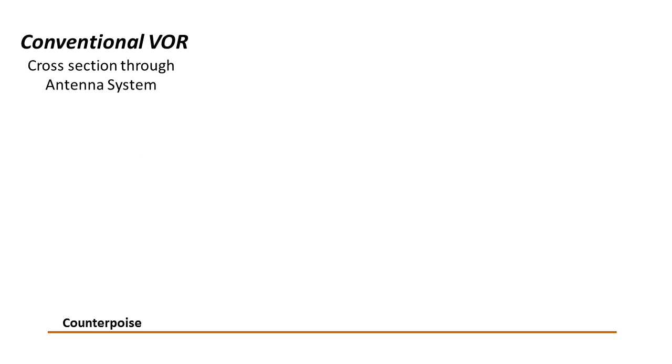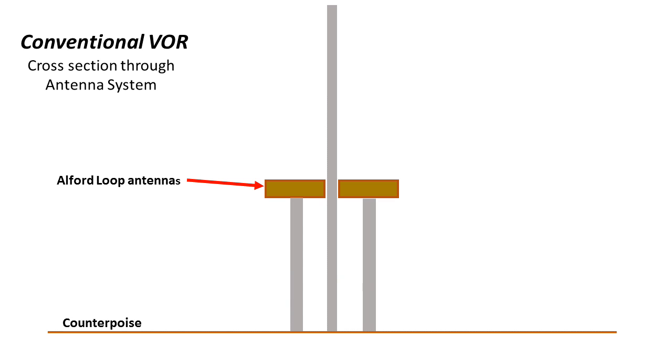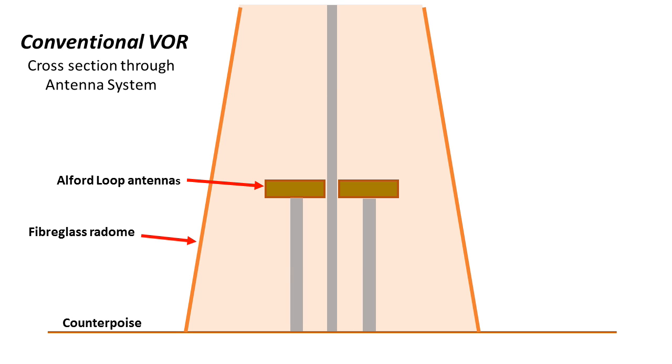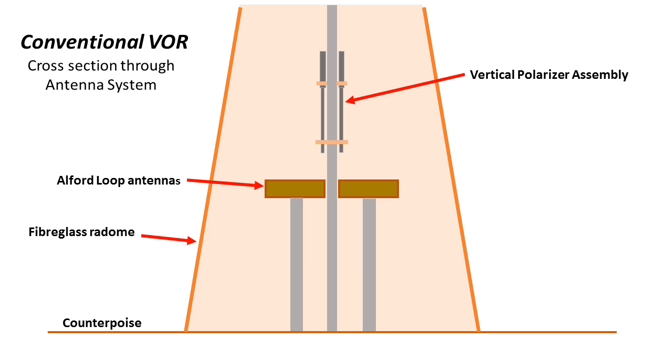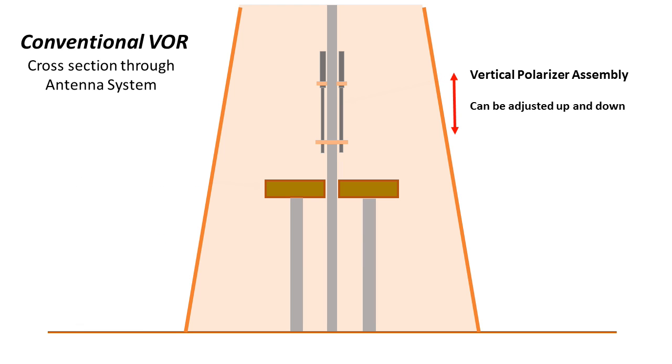We look at a cross-section of the conventional VOR antenna system. There's the earth counterpoise and then the Alford loop antennas. The whole lot is enclosed in a fiberglass radome as mentioned earlier. Above the Alford loops, a set of vertical elements is mounted. These have adjustable length elements using tubing of two diameters, one sliding over the other. These elements are parasitically energized by the vertically polarized component from the antenna system and re-radiate the signals, acting as parasitic elements. The position of the vertical polarizer above the Alford loops can be adjusted up and down, and the element lengths can also be adjusted as shown to resonate the parasitic elements to give the required cancellation of the vertically polarized waves.